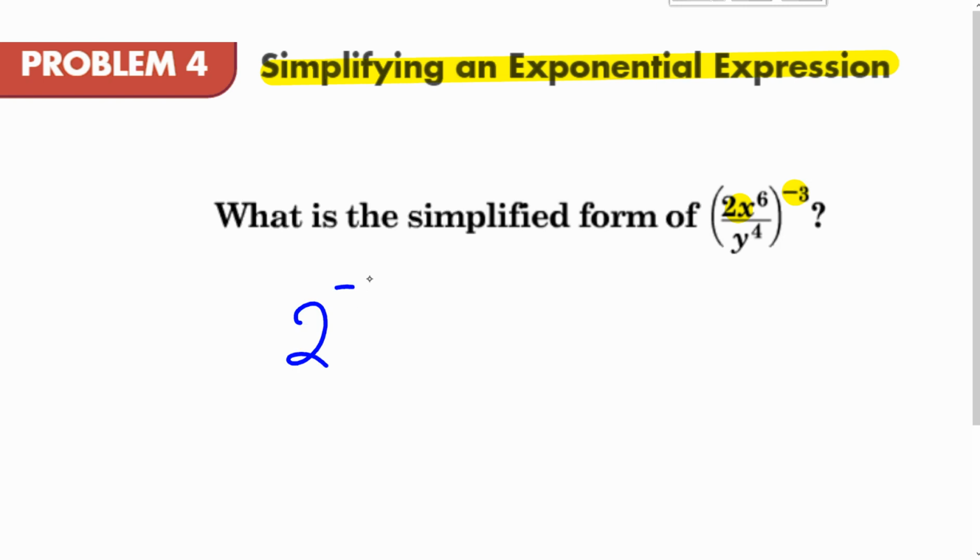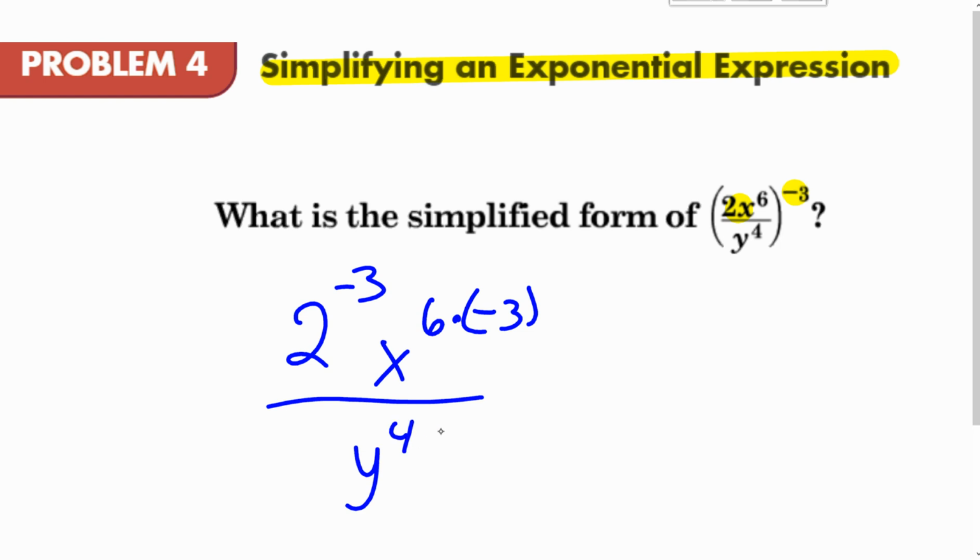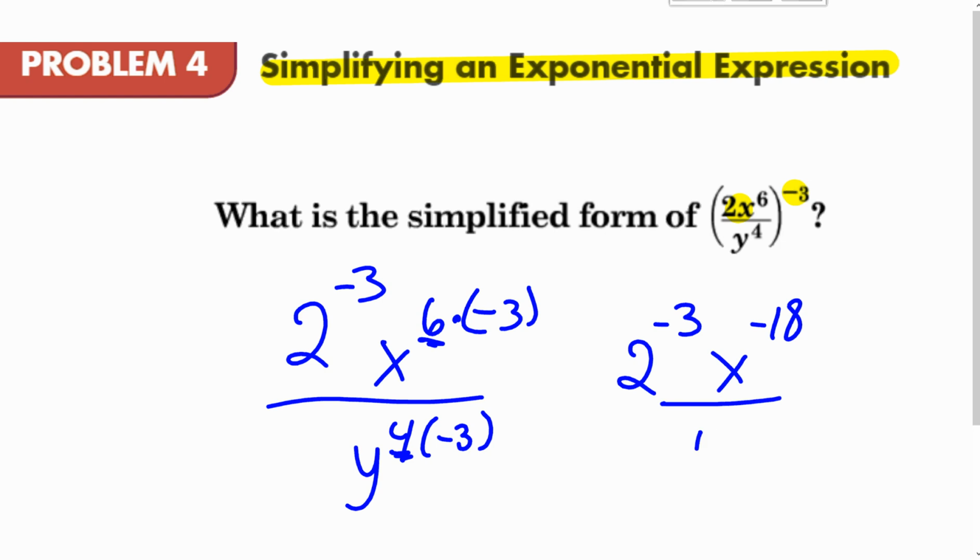So 2 to the -3. Okay, that's 2 times itself 3 times. Don't think about the negative right now. We'll deal with that later. 2 times itself 3 times. And then the x to the 6 is also going to get that -3. And then the y is also going to get that -3 as an exponent. And we already have an exponent on these 2 spots, so we just go ahead and multiply. So just keep that 2 to the -3 there. This is x to the -18. This is y to the -12.